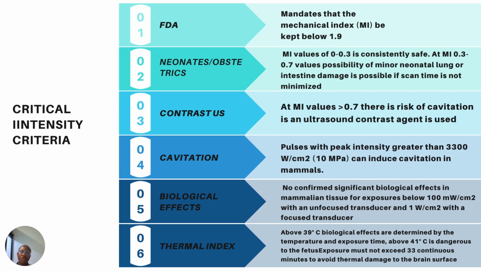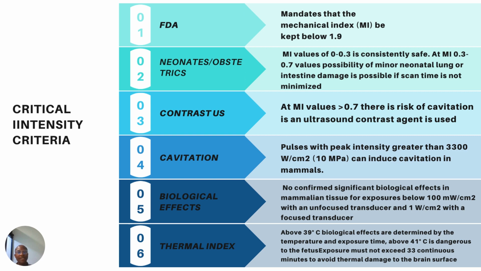So if you're also using contrast ultrasound, you have to make sure that your MI value is below 0.7, because once it's above 0.7, there is a risk of cavitation. Cavitation is a topic for discussion in future lessons. We are going to talk about it, but to give a short explanation, cavitation is an interaction that leads to destruction of tissues in the body. And one of the things that can cause that is high mechanical index, the high intensity values.